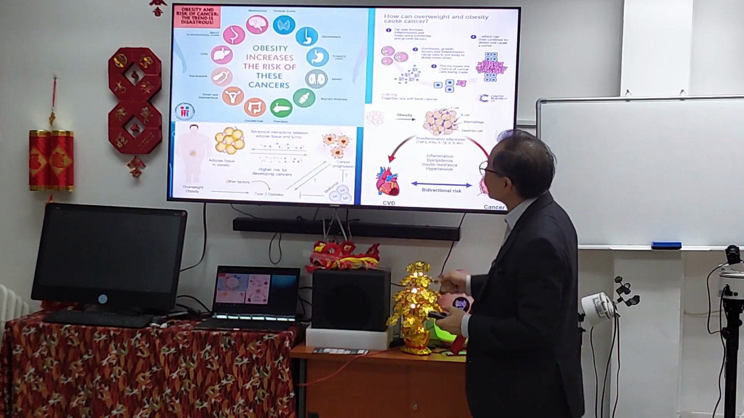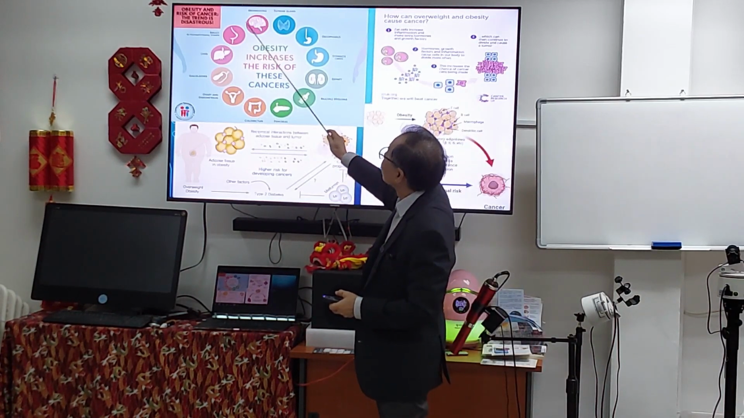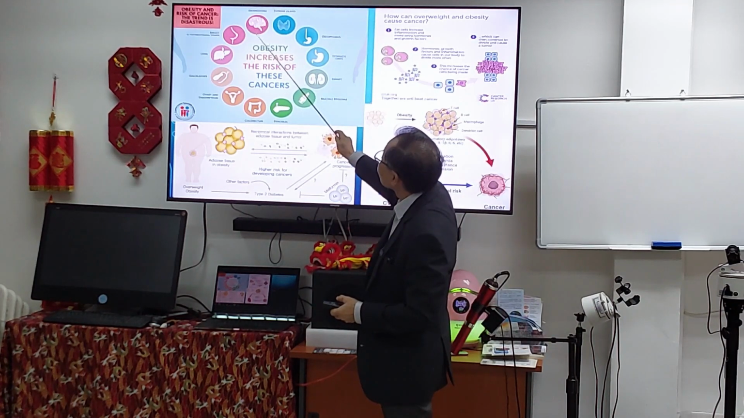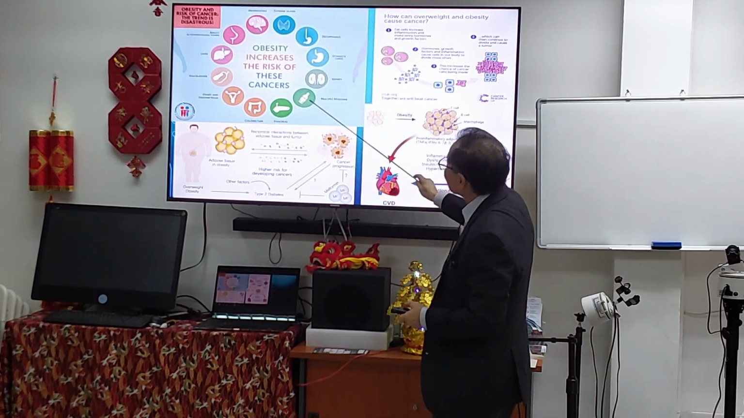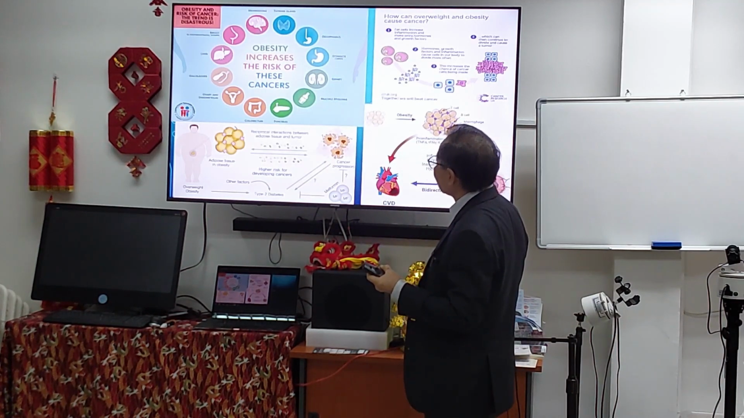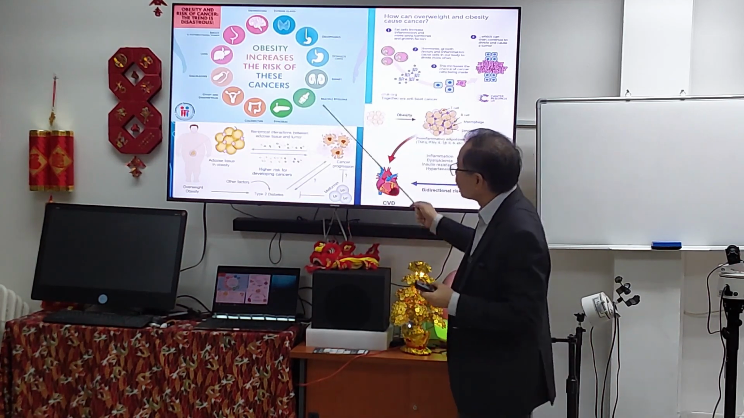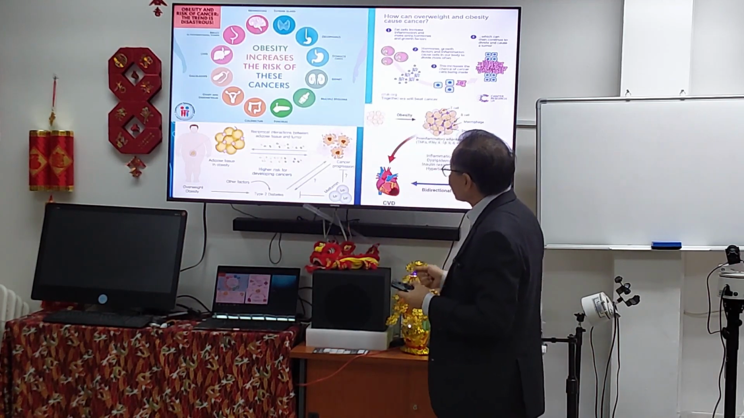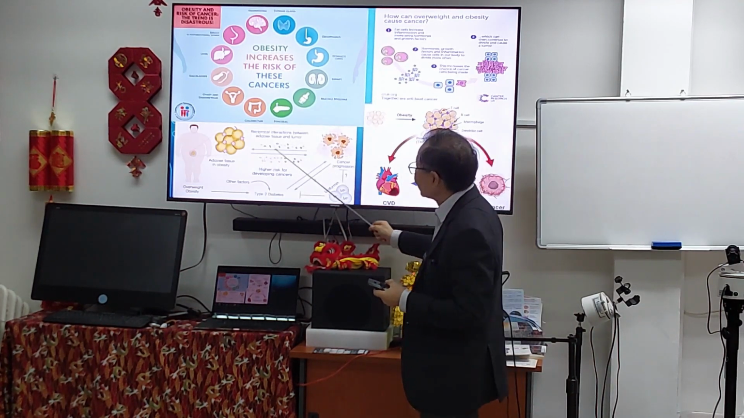So there you are. All this cancer. Brain, meningioma, thyroid, esophagus, stomach. Multiple myeloma is a white blood cell cancer, all usually affecting the bones because of the bone marrow there. So there's an interaction between your fat tissue and your tumor.